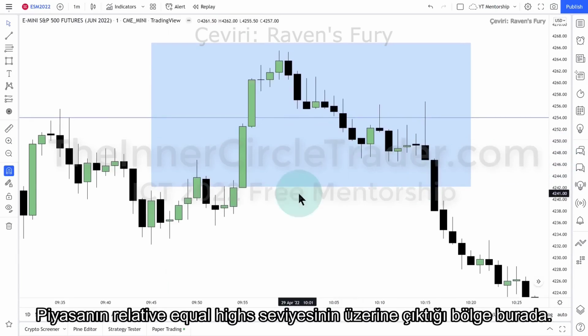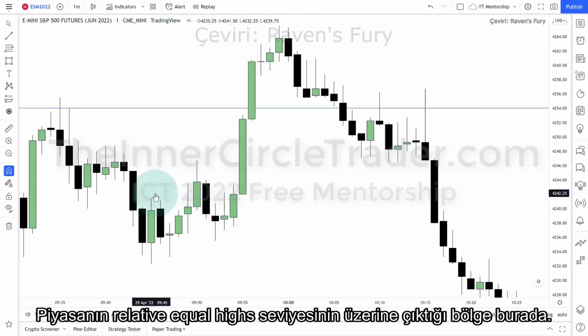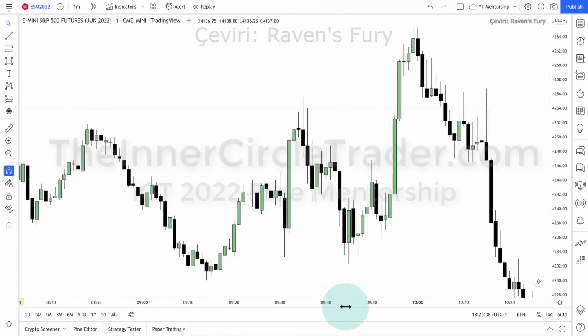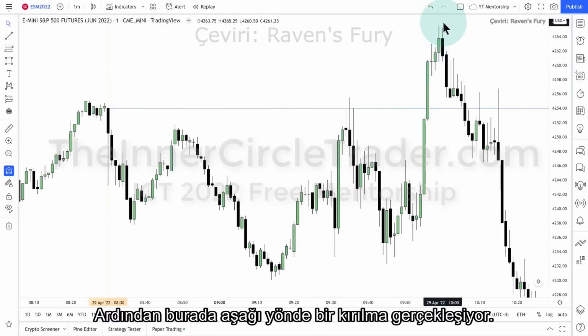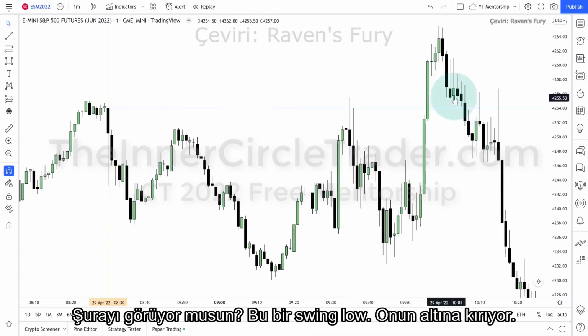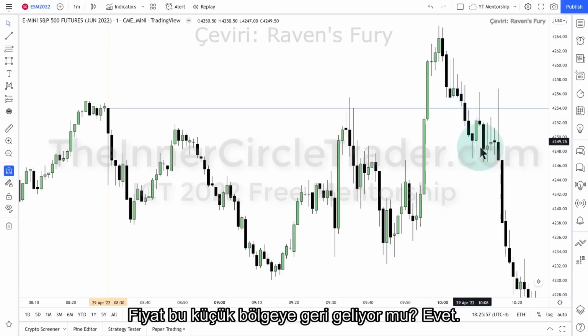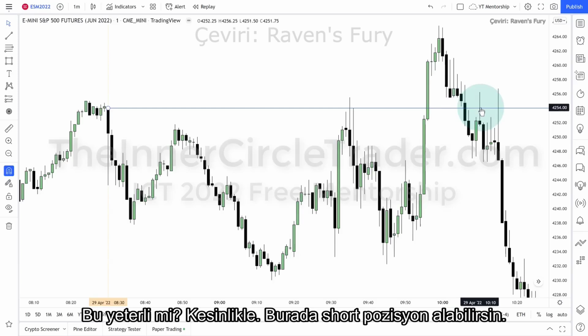All right, so we have, in this area, where the market ran above those relative equal highs. Here they are here. The market runs up, then it breaks down right here. See that right there? That's a swing low. Breaks below it. Was there displacement? Yes. Does it come back up into this little area here? Yes. Is it above the opening price? Yes. Is that enough? Sure it is. You can be short there.